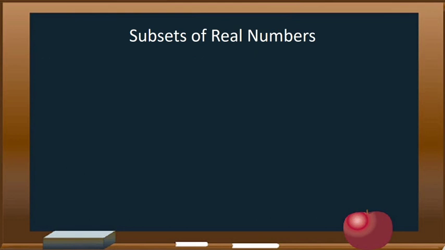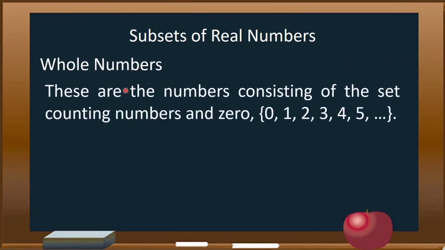Now, let us have the second subset of real numbers. We call it whole numbers. Whole numbers are the numbers consisting of the set of counting numbers including 0. So, we have this set containing 0, 1, 2, 3, 4, 5, and so on.